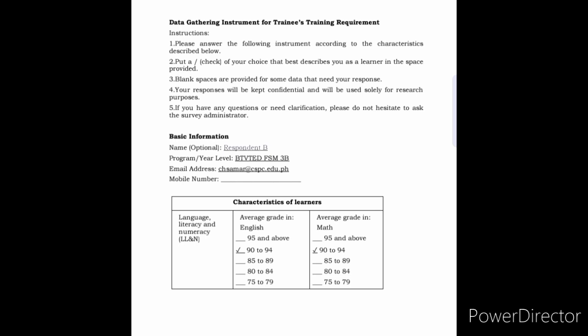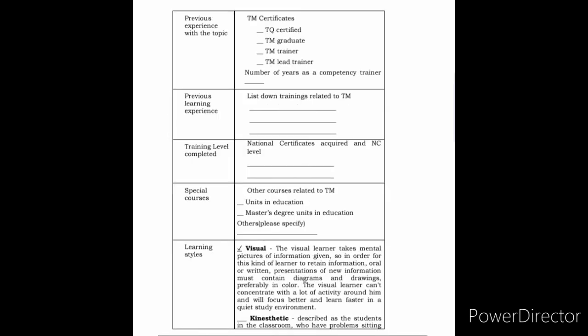So as we can see, this is the result of the TNA form, and since the respondent doesn't prefer to write his or her name, I just considered this respondent as respondent B. So the learning style of this respondent is visual. This respondent prefers visual aids such as diagrams, videos, PowerPoint presentations, or infographics.